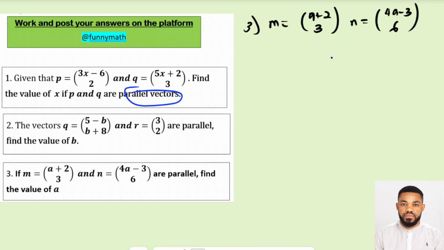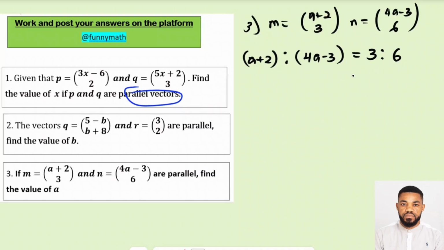So they are parallel vectors. And for parallel vectors, the ratio of their corresponding components are the same. So let's get our ratios right now. These are the x components of the two vectors, a plus 2 and 4a minus 3. Forming the ratio is going to be a plus 2 in brackets, because they are binomials, to 4a minus 3, another binomial, and it is equal to the ratio of the y components, that is 3 to 6. So that is it. We have formed our ratios.